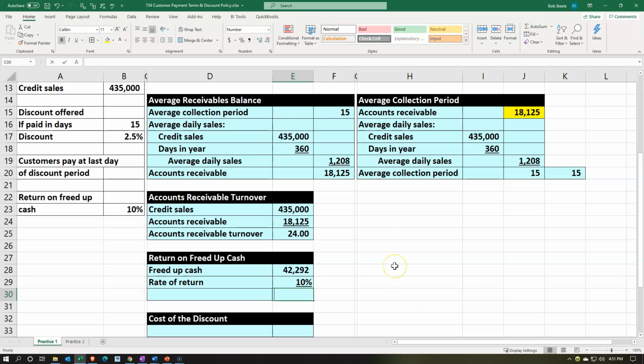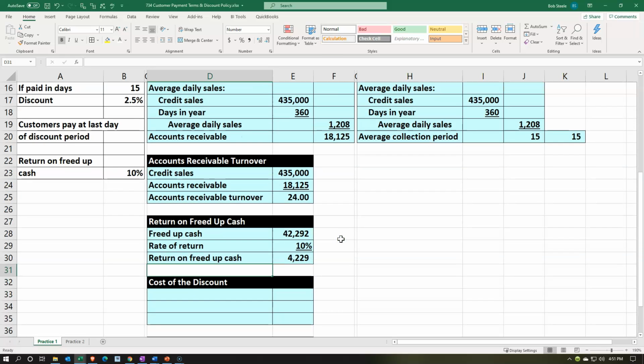And let's multiply that out. We're going to say 42,292 times the 10%. That's going to be our return on freed up cash. But we had to, of course, reduce the amount that we're going to receive ultimately on the sales we have by the 2.5%. So we have to account for that.